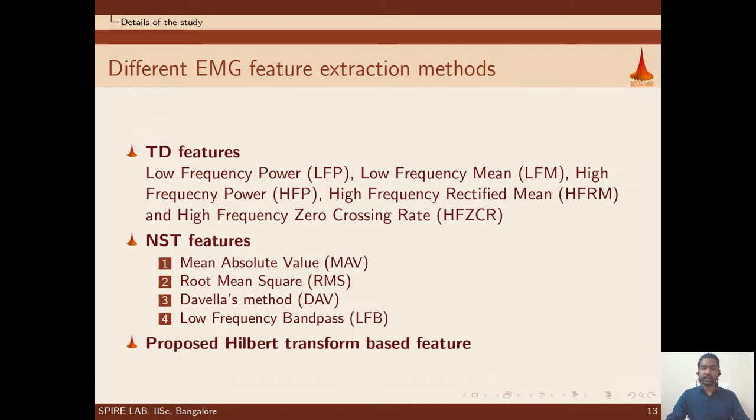Secondly, the NST features or the non-speech temporal features. These features exist in the literature when EMG is collected during a non-speech task. Some of them are mean absolute value, root mean square, de Villa's method, and low frequency bandpass. Lastly, we also introduce a Hilbert transform based feature. These feature captures the temporal envelope of the broadband EMG signal.